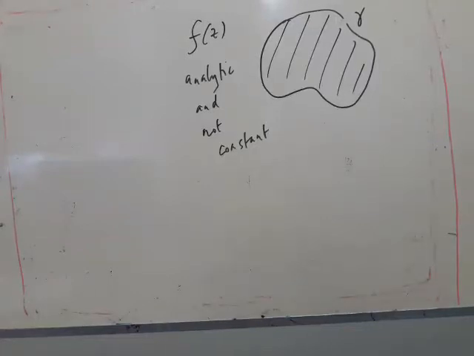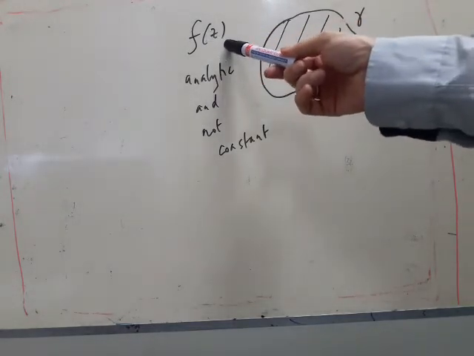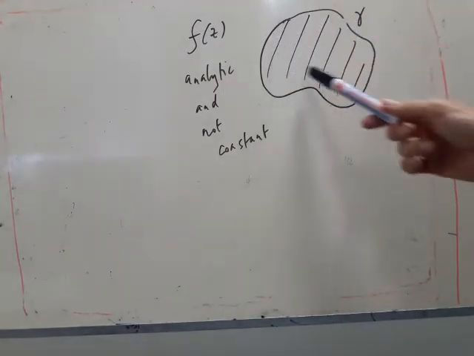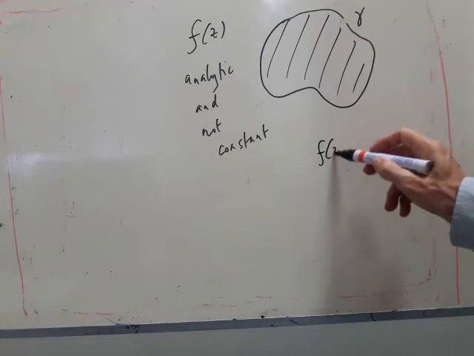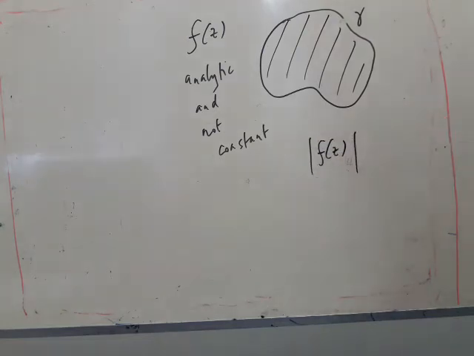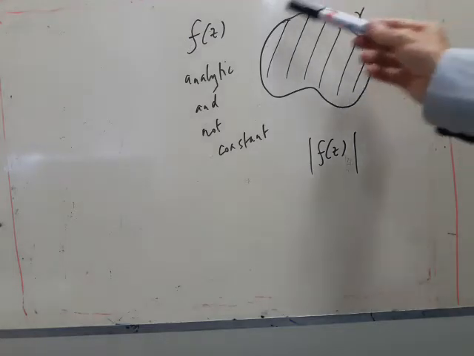So the maximum modulus theorem says that if you've got a function f of z which is analytic inside some simple closed curve gamma, then the maximum value of mod f of z in that region occurs on the boundary of the region.